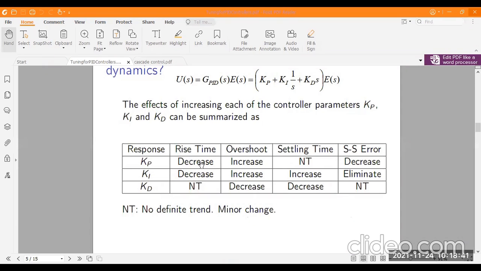Then, as the process continues, the steady state value also comes, and it increases slightly, which leads to the overshoot value. Okay, clear? It is clear.